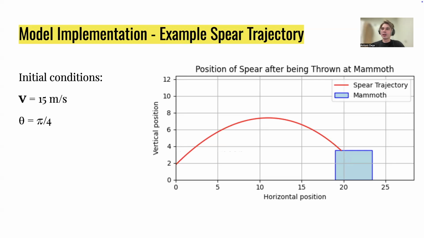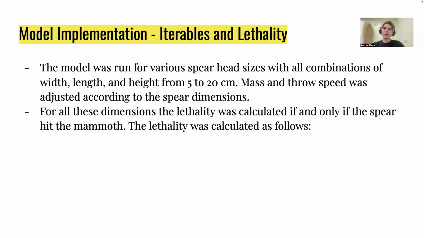Here is an example spear trajectory for v equals 15 meters per second and theta equals pi over 4. It is important to note that only trajectories that intersected with the mammoth, so resulted in a direct hit, were actually categorized as valid and therefore used in our simulation, because there's no point in calculating things like the lethality when the spear didn't even hit the mammoth.